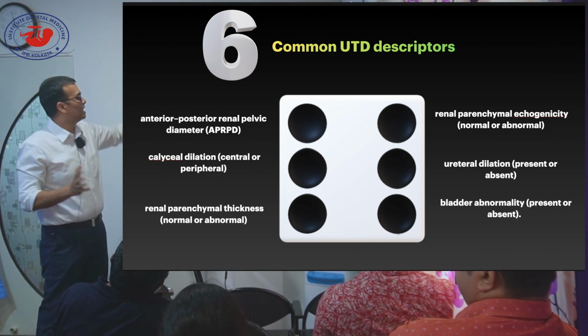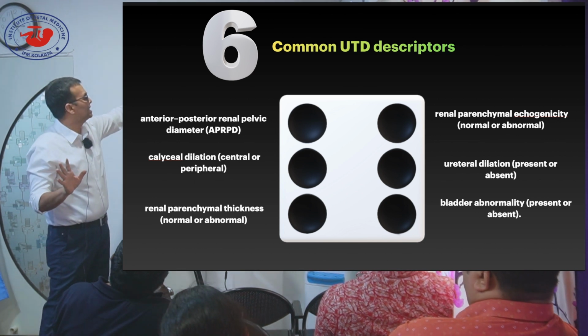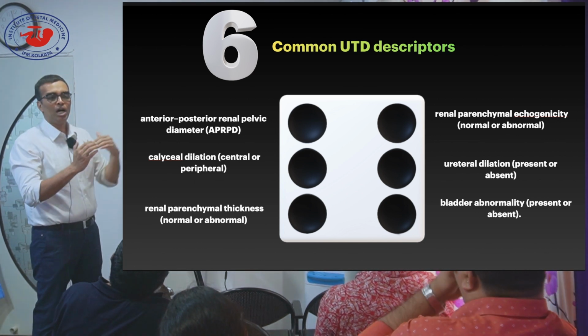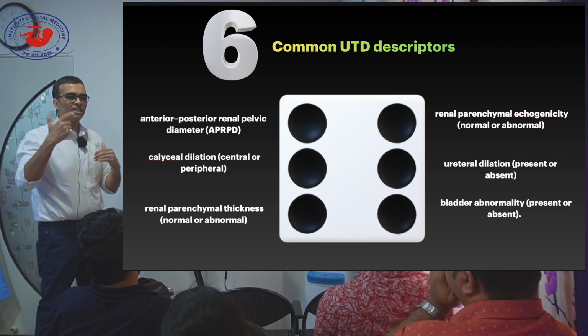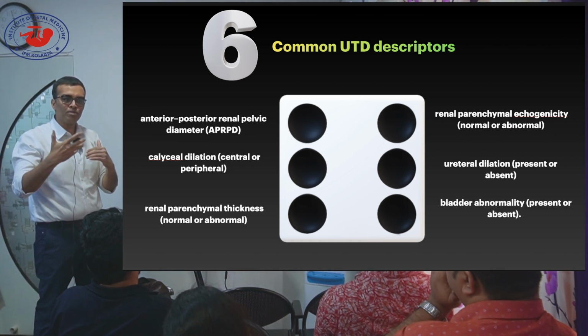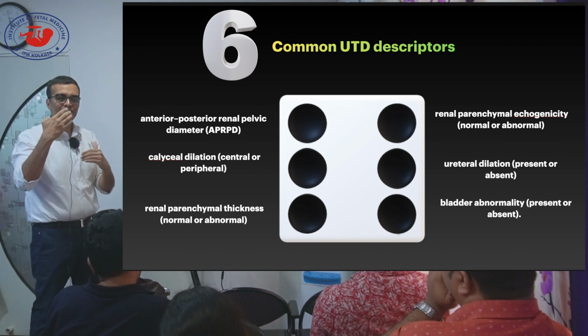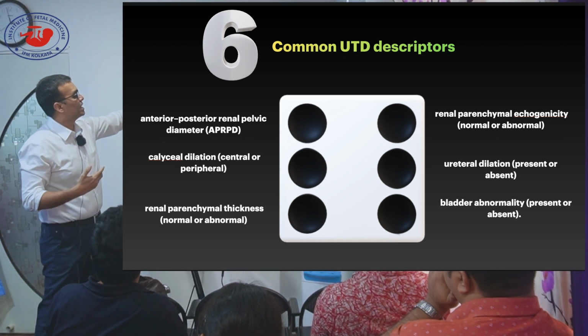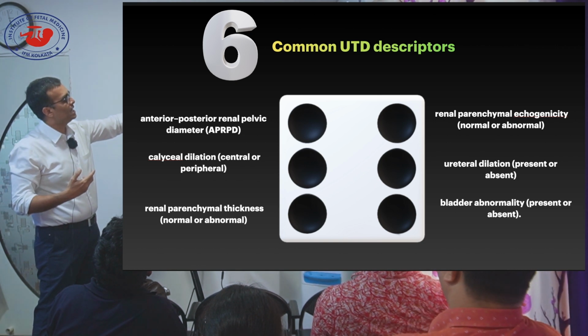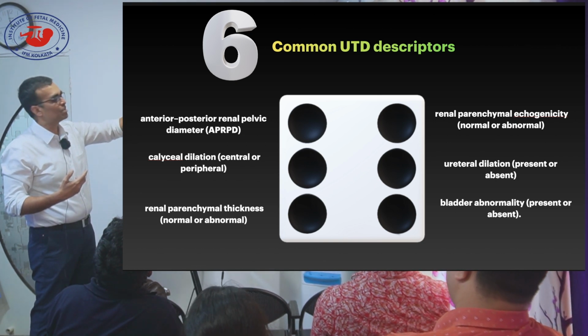So renal AP diameter, we have seen how to measure it. Calyceal, I have shown you how to differentiate central from the peripheral calyceal system. So you have to do this mental exercise. Every time you zoom up your image and try to see whether it is central or central plus peripheral. So you will get an idea on how to assess parenchymal thickness and echogenicity, and then come down and see the ureter and bladder abnormality.